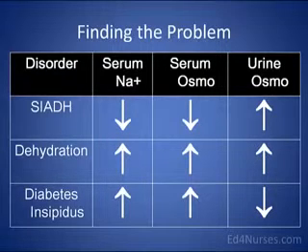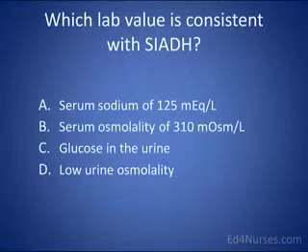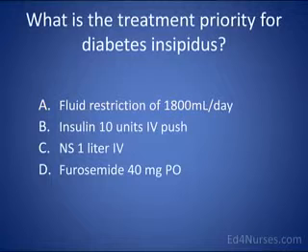To find these two problems, all you got to do is just look at the urine, is it concentrated or not, and look at the serum sodium. Do those two things match? If they do, then you know what it is. Okay, let's put what we learned there to the test. Which lab value is consistent with SIADH? Okay, I hope you guessed letter A, a serum sodium of 125. Remember, this patient is inappropriately hanging onto fluid, diluting that serum sodium while at the same time having concentrated and dark urine.